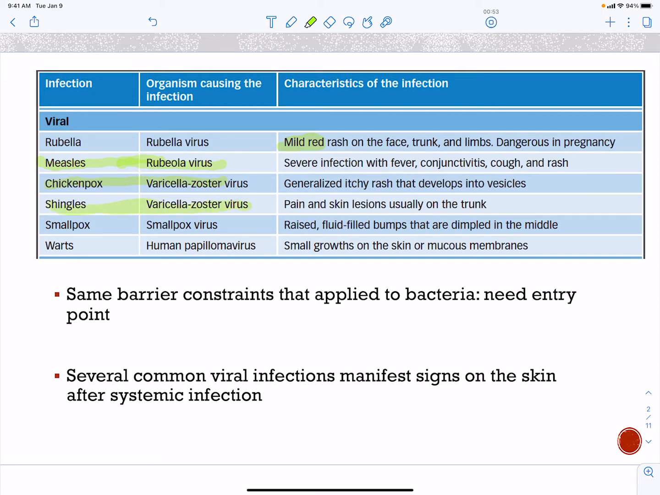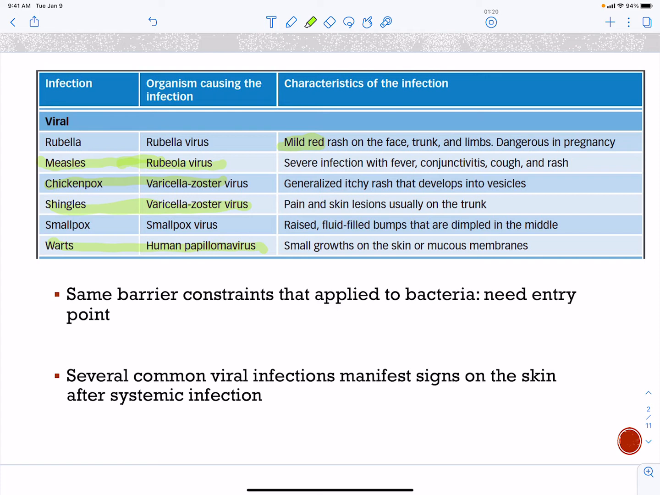Chickenpox is going to be a generalized, very itchy rash, and then shingles is going to be more of a concentrated rash, typically on some form of the trunk, on the back or chest or side. Smallpox has been eliminated, but these used to develop into very raised fluid bumps with a dimple in the middle. And then warts are going to be caused by human papillomavirus.